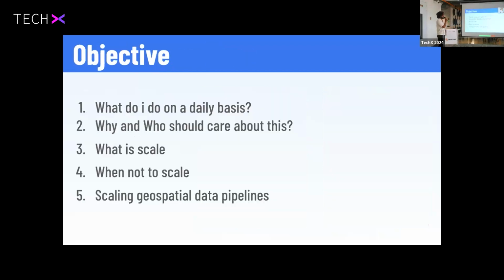So enough with all of these things. We'll start with our objective for today, which is we'll quickly go through what I do on a daily basis, why and who should care about this, what is scale, when not to scale, and scaling geospatial data pipelines, right?